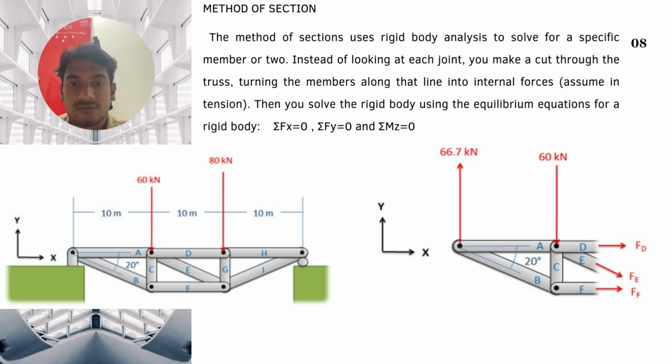So the last method is method of section. The first step is we need to cut half of the diagram, which is the truss, and then we can calculate it as a rigid body using the equilibrium equations for a rigid body, which are the sum of Fx equal to 0, the sum of Fy equal to 0, and the sum of moments equal to 0.